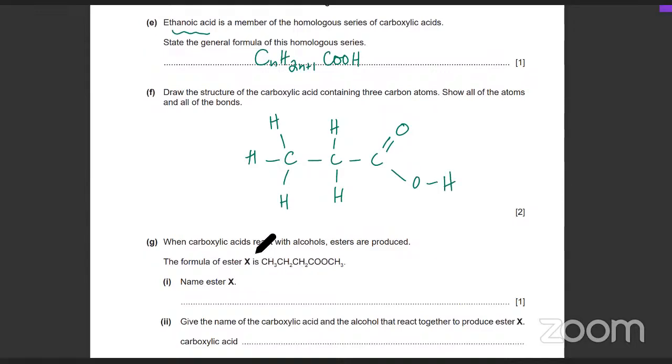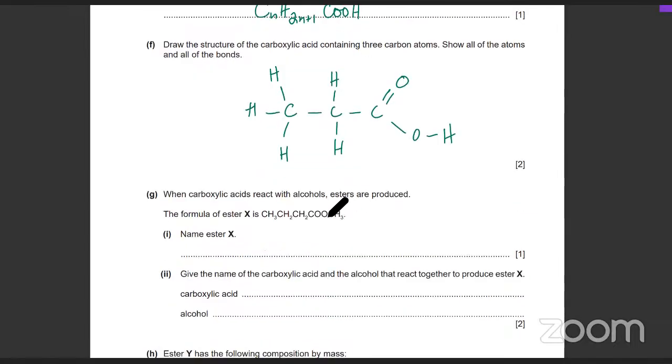I said name the formula of ester. Name ester X. So there's this ester. An ester has C double bond O and O in the middle. On this side there is CH3, so that's C with 3 H's. What is on the left side? CH2. Then CH2 again. And then you have CH3.